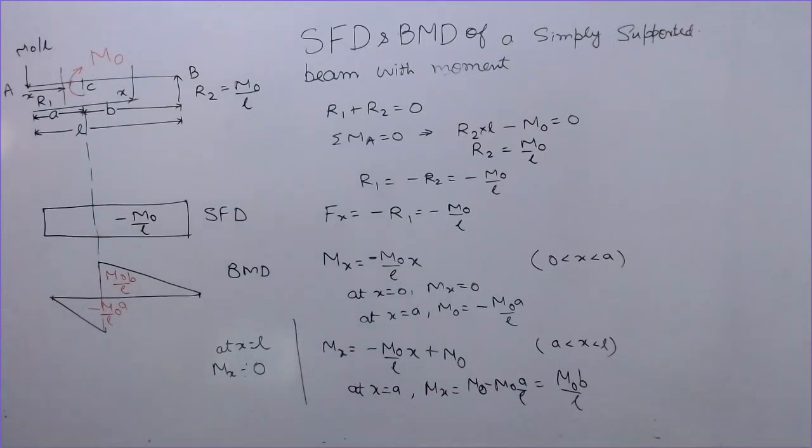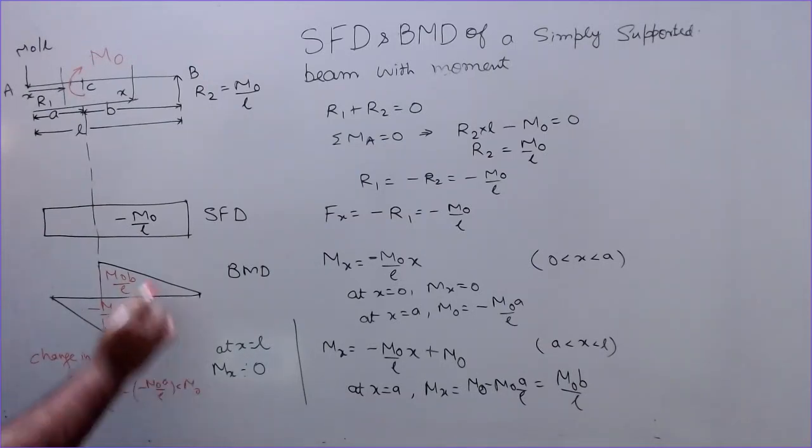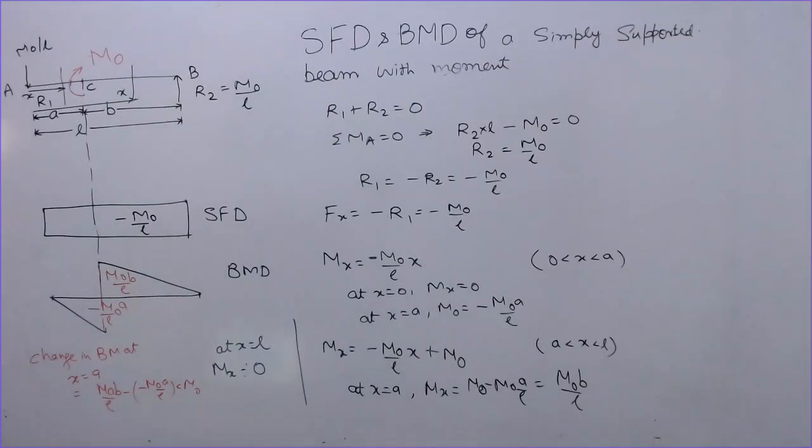So you can see the change here, the change in bending moment at x equal to a is equal to M naught b by L minus M naught a by L equal to M naught, which is equal to the moment acting here. So this is how you can draw the shear force and bending moment diagram of a beam which is carrying a moment which is not acting at the mid span of this.